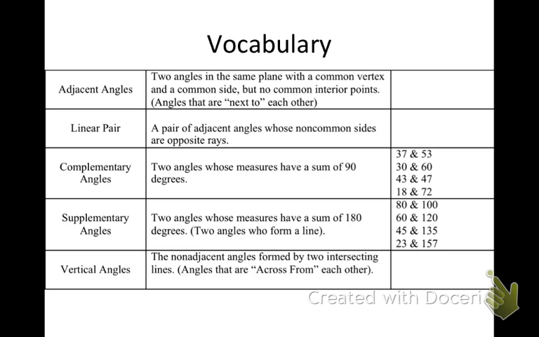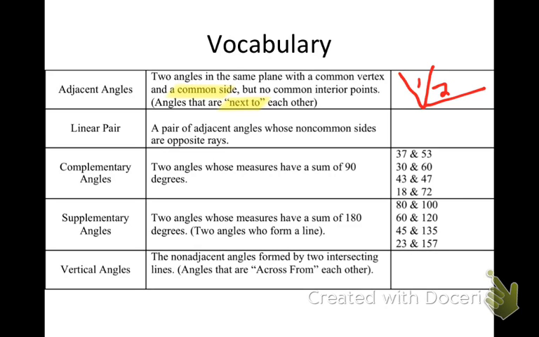Adjacent angles are two angles in the same plane with a common vertex and a common side. That's kind of the key here. They have to have a common side, but no common interior points. Adjacent angles are next to each other. If I were to draw an angle here and an angle there, angles 1 and 2, those would be adjacent angles. If you look up on the board, there's the adjacent angles poster. Adjacent angles are angles that are next to each other.